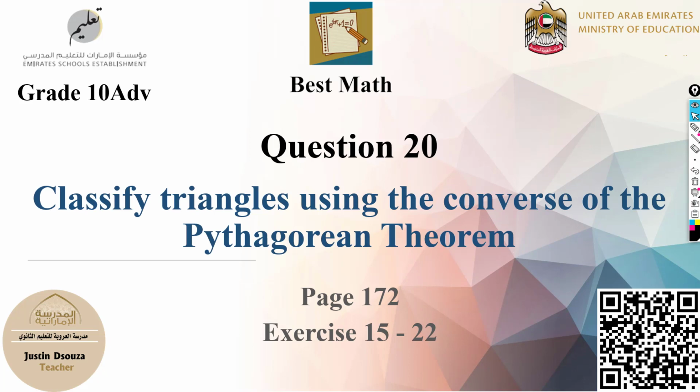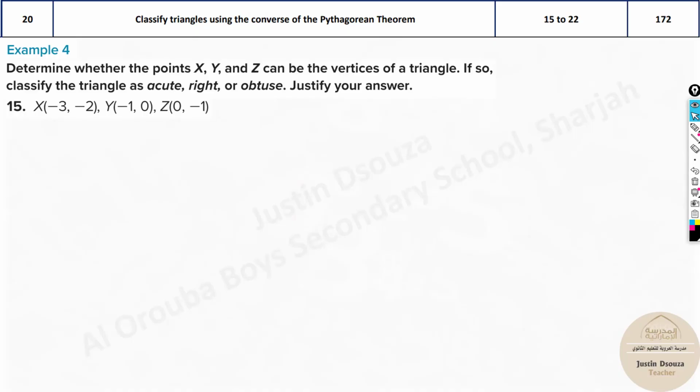And finally, we are in question 20, and this is the last question in the end of term questions. This is on Pythagoras theorem, and it's to classify triangles using the converse of Pythagoras theorem. Let's look into the problems. They are very easy. It's not easy, easy would be a wrong word. It's a simple trick. Once you understand this, the same method can be used.